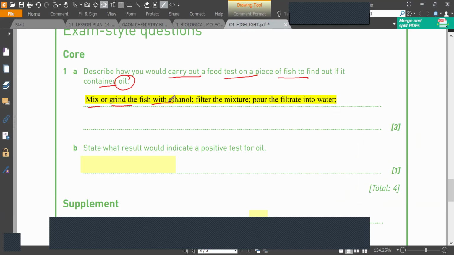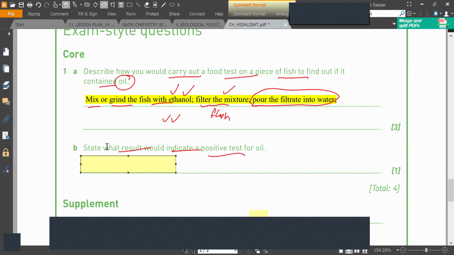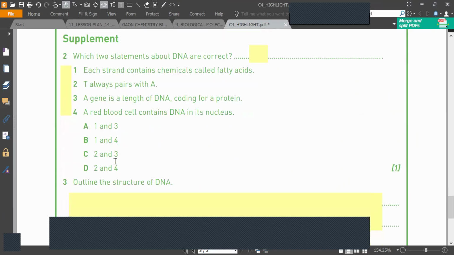We make it into a paste, and then we put it inside ethanol. Then we filter the mixture to remove the flesh of the fish, so we leave the oil in the ethanol. Then we pour the filtrate into water. These will be the steps. What result will indicate a positive test? A positive test will be a milky white emulsion. Okay, next.